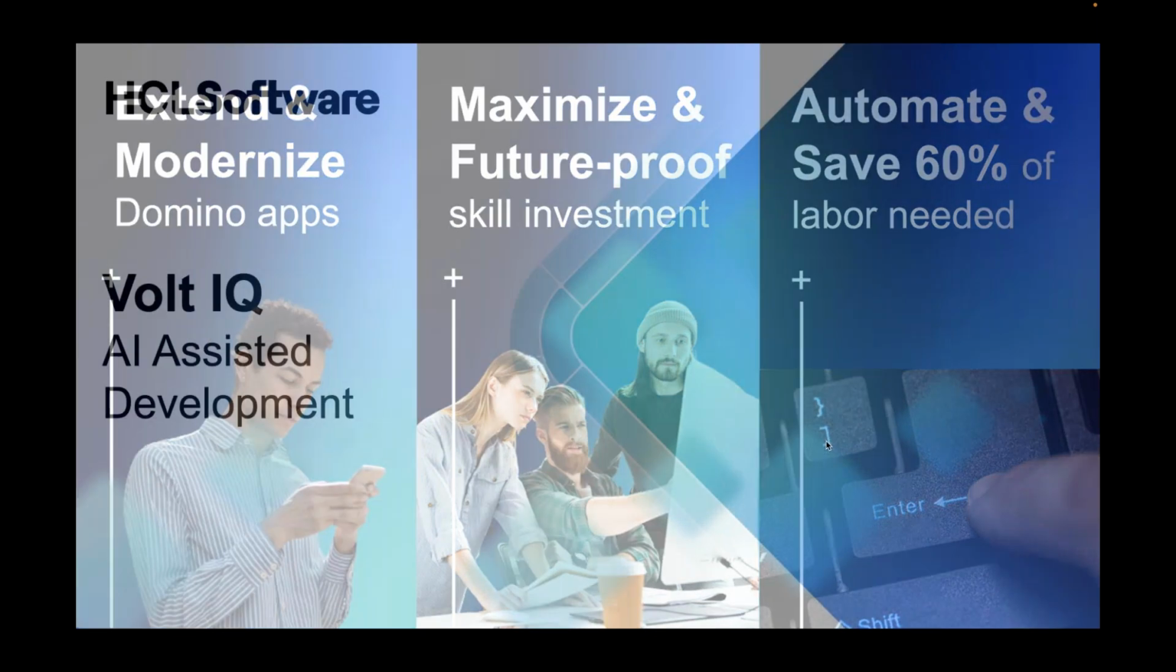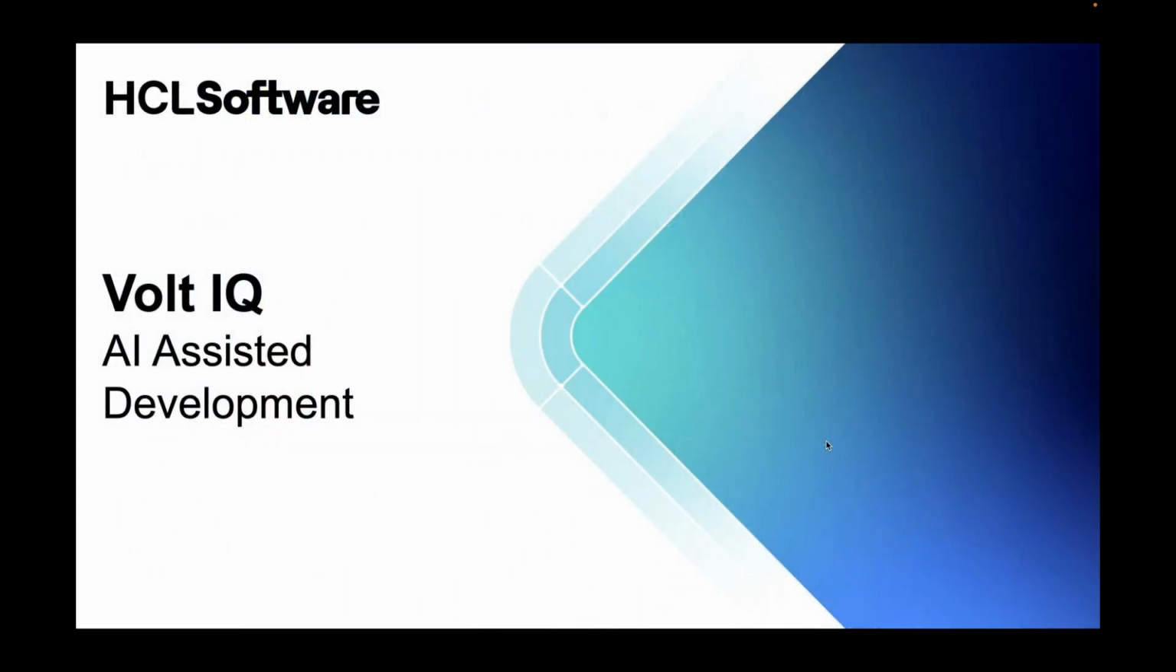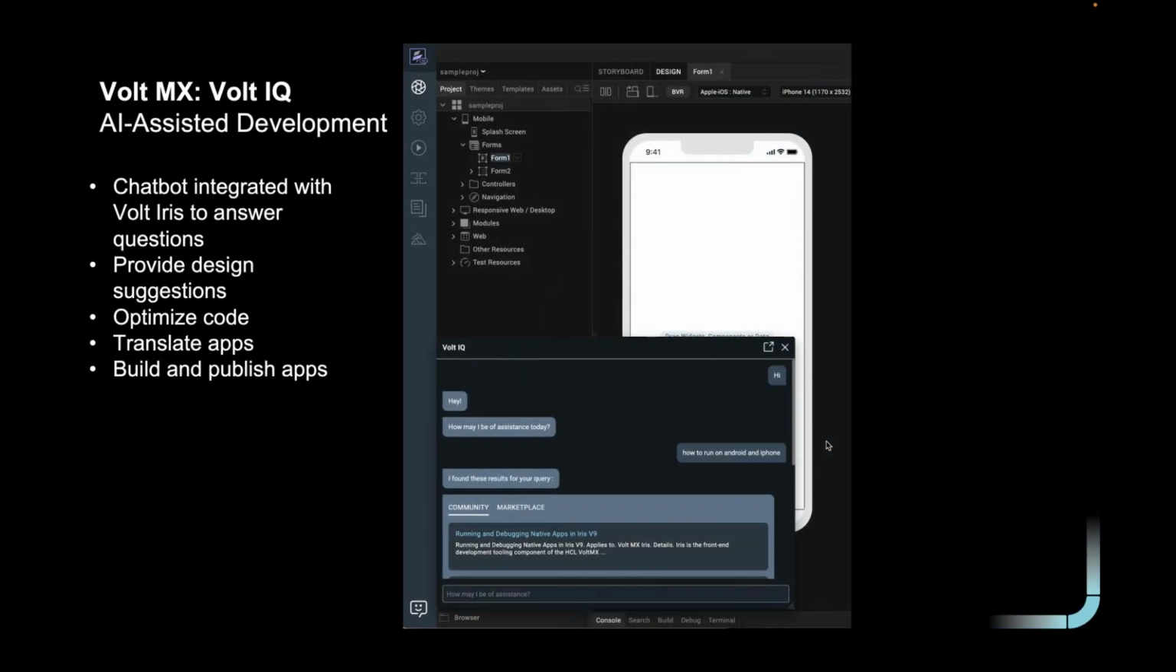around fall last year, right? So one of the more hyped or more interesting features is VoltIQ. With the current scenario, everybody is very interested in AI and AI-assisted development. So IQ is basically our answer for AI-assisted development. Now, the first version of IQ was launched last fall.